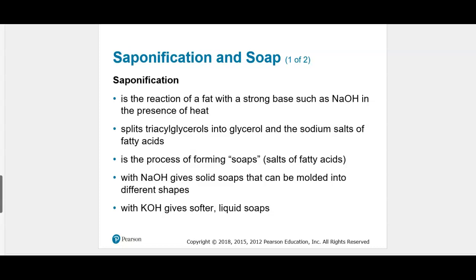If they're solids, you're probably going to see some sodium salts, and if they're liquids, you can use other things besides soaps for cleaning in those cases. But soft soaps are going to tend to be potassium or liquid.